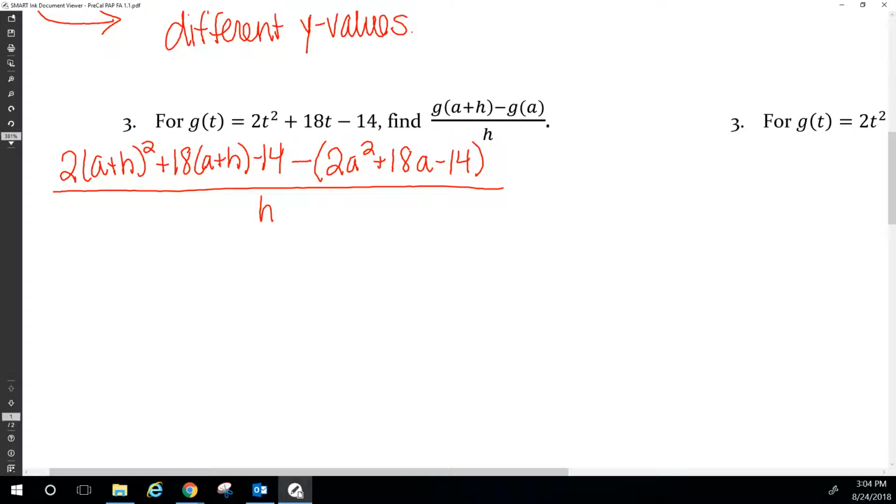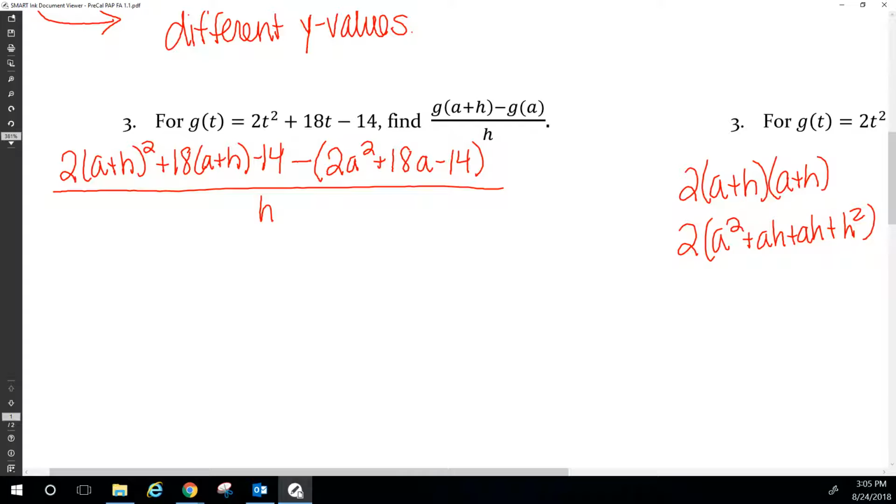All right, over to the side, for those of you that can't do this in your head just yet, this would give me 2 times a plus h times a plus h, which is a squared plus ah plus ah plus h squared. And then we're going to combine our like terms. It should be 2 times a squared plus 2ah plus h squared. So that's what we have here.